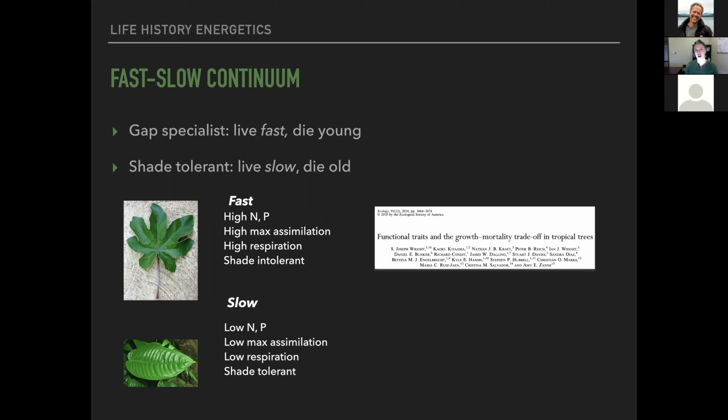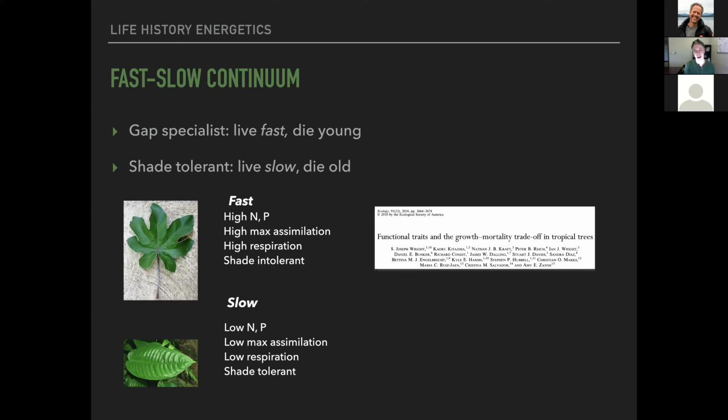In Canada, you might think of these shade-tolerant climax trees like a sugar maple or a hemlock or a beech. And then the gap specialist is a bit more of a tropical thing, but there are these fast-growing, short-lived trees like aspen and paper birch. And this shade tolerant versus gap specialist divide falls along this broader life history syndrome known as a fast-slow continuum.